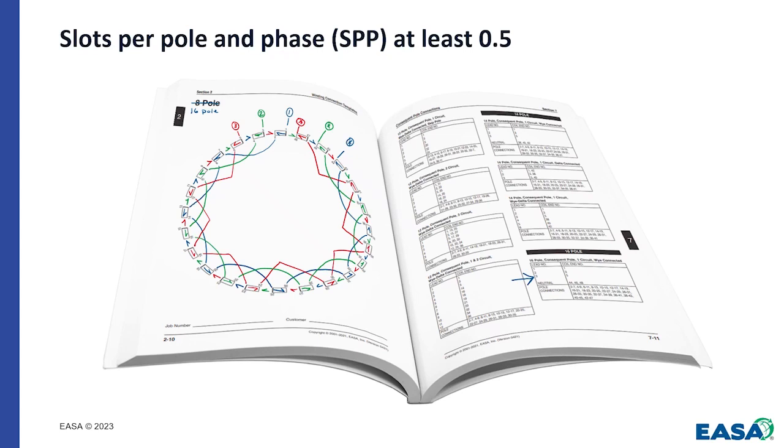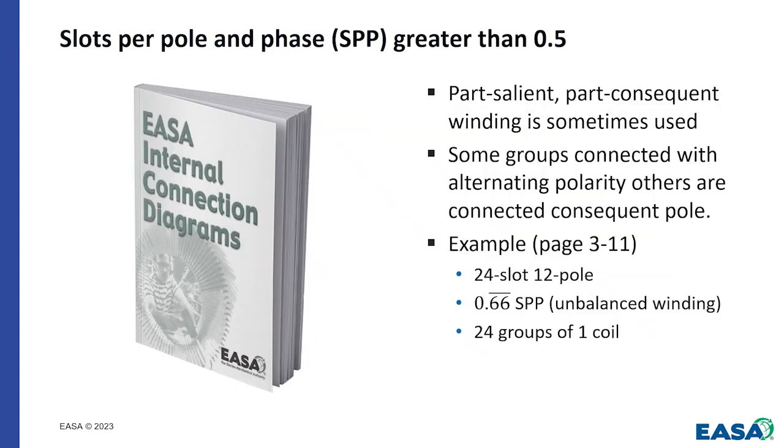The other kind of in-the-middle connection, we have a few examples of this in the internal connection book, or what we have labeled in there is part salient, part consequent pole. And it's where we have a combination in the phase with some groups connected with alternating polarity and some groups connected consequent pole. The only reason the manufacturer uses this is because they've already designed a stator, they have an order for some motors, and it's cheap. They don't have to go back. It's not because you get some great performance or you're going to have the best efficiency or the lowest harmonics. This is out of just the convenience of using an existing design to meet a customer's order.